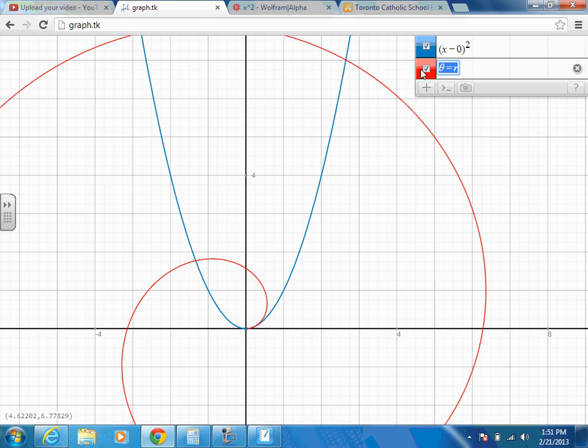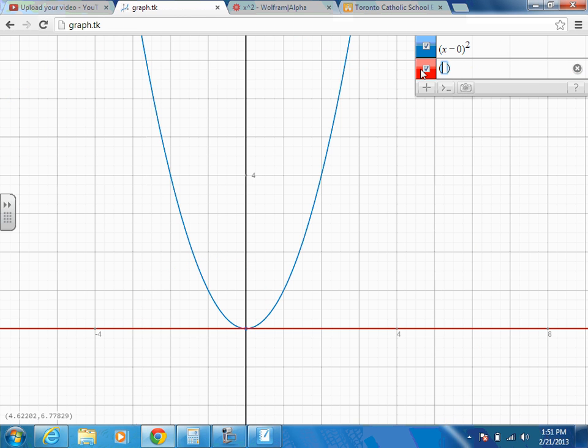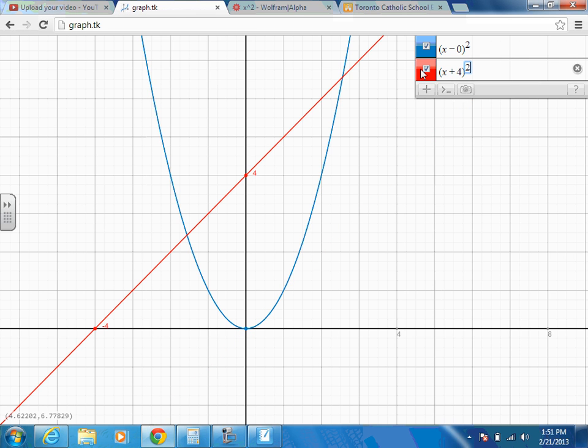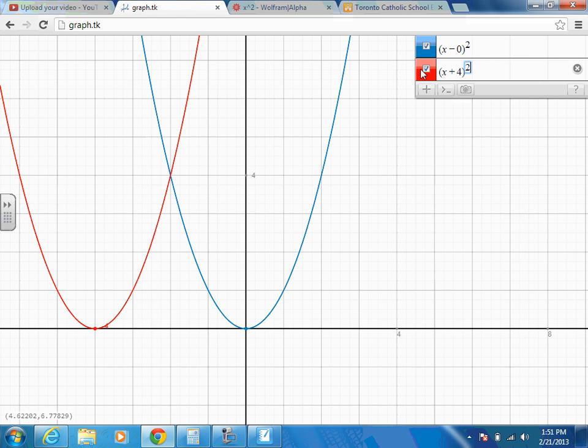So let's try another question here. First one we're going to try is (x + 4) to the power of 2. And what has happened to this parabola? It shifted to the left how many units? 4. The negative would be what direction? Left. But what value did we put in? We put in a positive value.